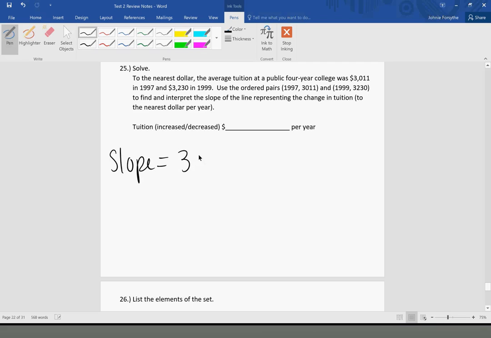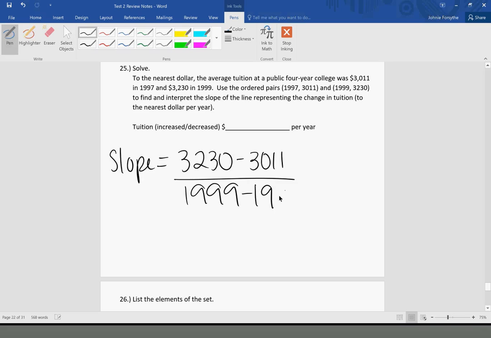So we're going to use the slope formula, which means we're going to subtract our y values and divide it by the difference of the x values. So we have 3230 minus 3011, and we're going to put 1999 minus 1997 in the denominator, and then we're going to subtract and simplify this expression.